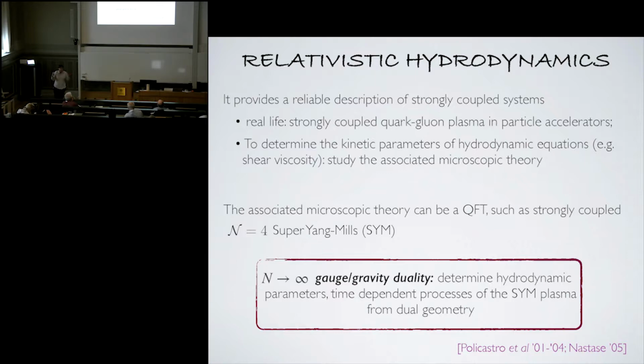And if you constrain your system enough, that microscopic theory can be a field theory. In particular, it can be N=4 super Yang-Mills. Why would I want this particular case? Because in that case, if I take N large, of the SU(N) gauge group, I have the gauge-gravity duality, and I can actually use the dual gravity solution to calculate the time evolution of my plasma.